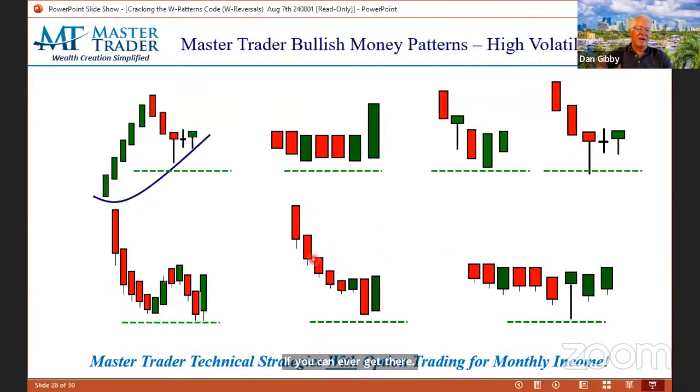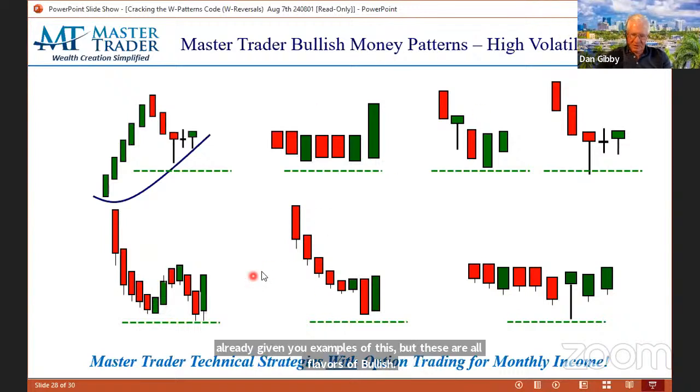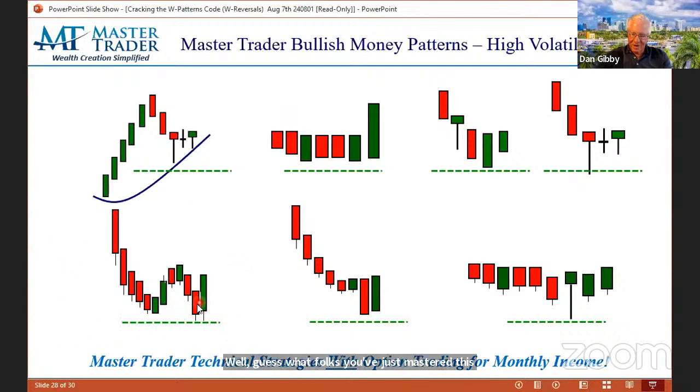All right, so in my option course, this is in the advanced credit spread course, we're technical traders. I've already given you examples of this, but these are all flavors of bullish turns. Well, guess what, folks? You've just mastered this one in 45 minutes. So once I'm confident of the turn, I'm going to sell an out of the money put. I have a whole checklist, so don't do it blindly. Email me if you want, and I'll email you my credit spread checklist of selling puts.